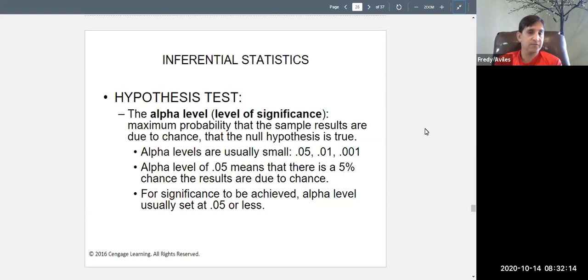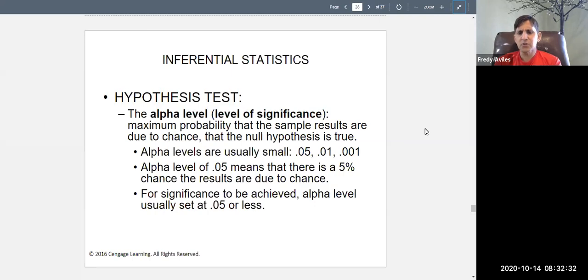If it's more than 0.05, that means there's more than a 5% chance that it's due to error, and that's too much. That's the maximum that we allow. You could get close to it, right? And then you have to determine whether this is acceptable or not.